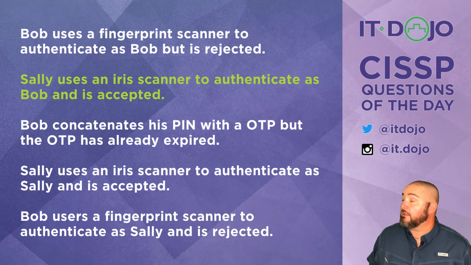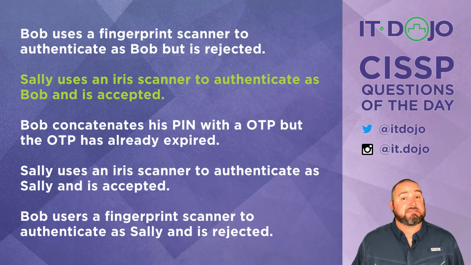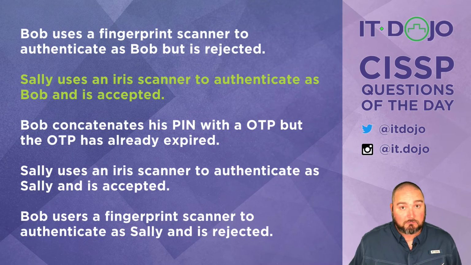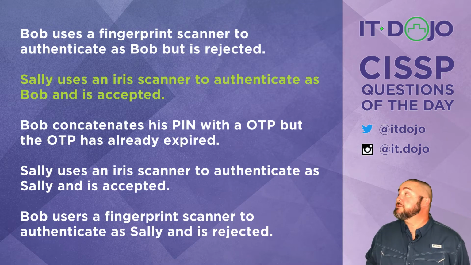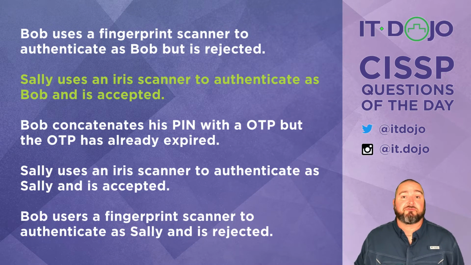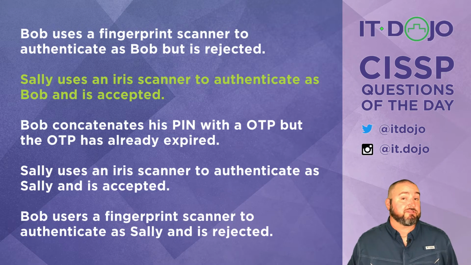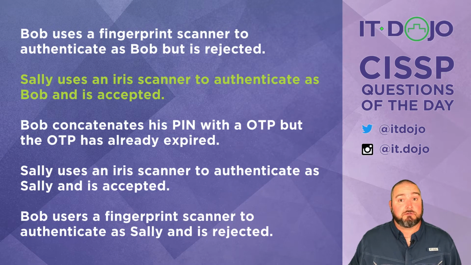All right, how about Sally using an iris scanner to authenticate as Sally and she is accepted? Okay, that's not an error. That's a true positive. That's exactly what we want. Then the last answer choice on the list says that Bob uses a fingerprint scanner to authenticate as Sally and is rejected. That's also not an error. That's the desired result. That's what we want. So that's a true negative.